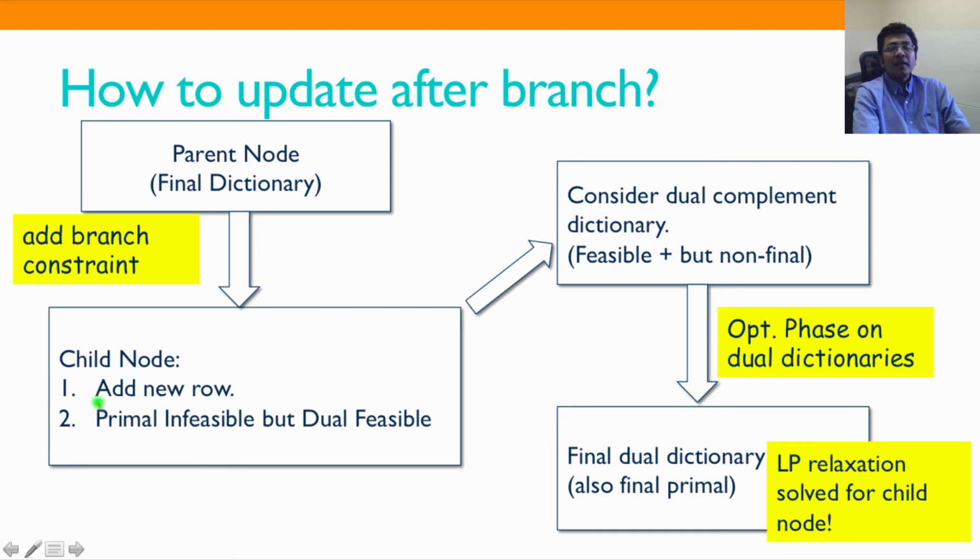Okay, to summarize, add the new row, you get primal infeasible but dual feasible. Complement the dictionary, you get the dual complement dictionary. It's feasible but non-final, and therefore you take this dual dictionary and do the optimization phase on it, starting from this dictionary because it's feasible. You do it on the dual dictionaries, get to the final dual dictionary, and then retranspose, rearrange it to get the final primal dictionary, and the LP relaxation has been solved for the child node.